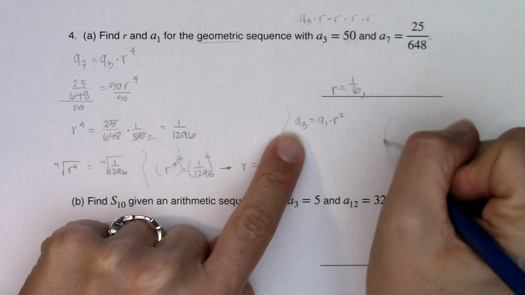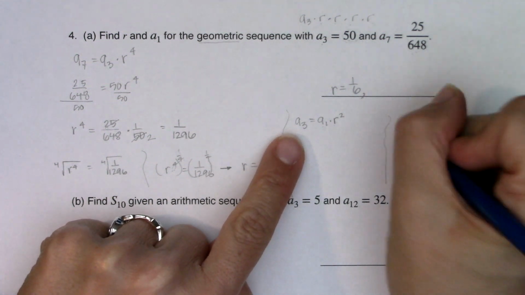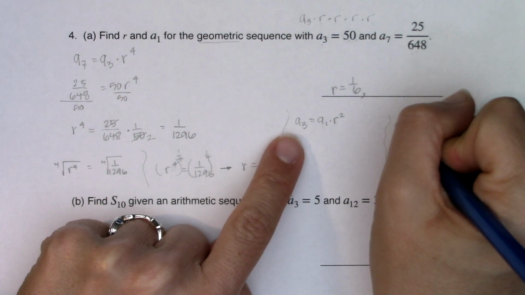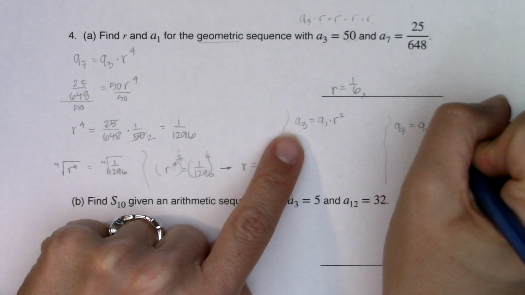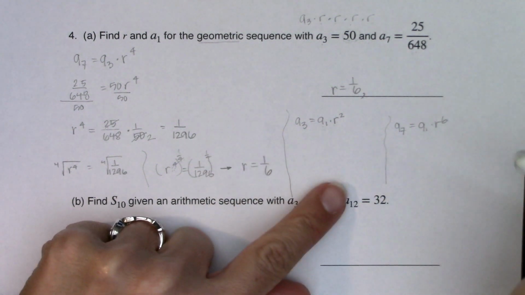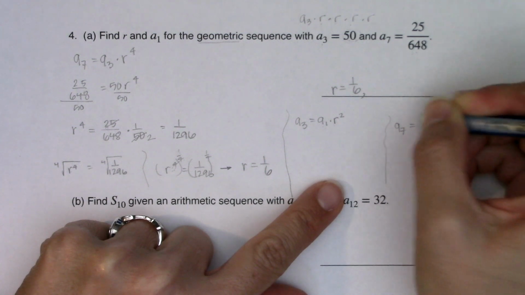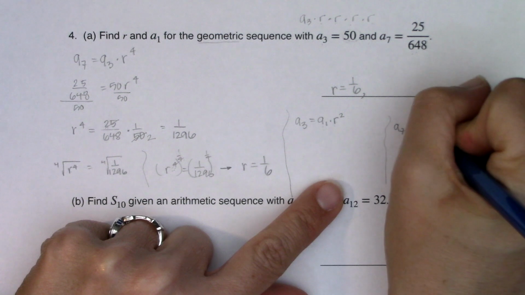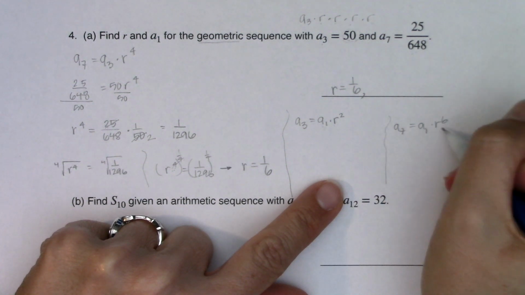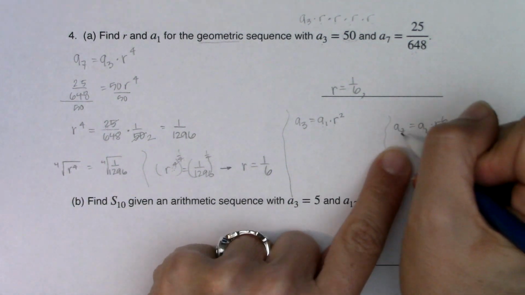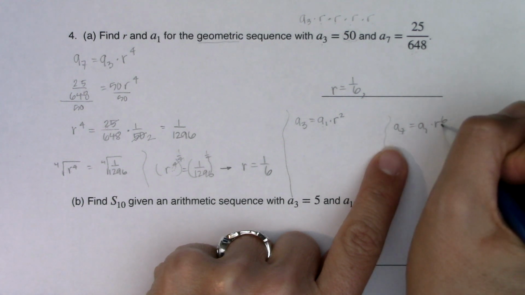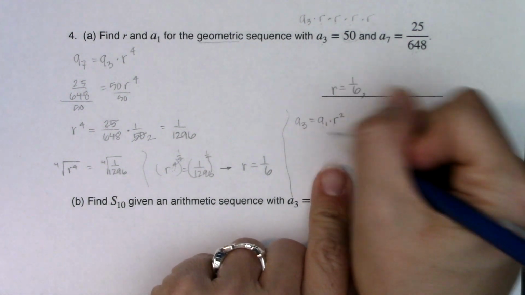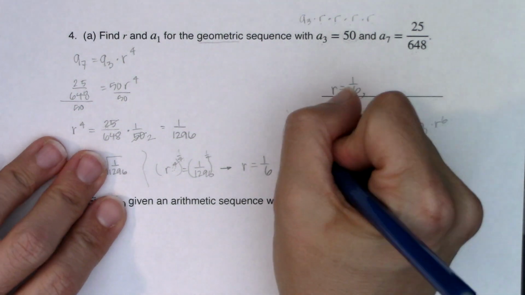If you wanted to do it the other way, and I'm personally not going to do it this way, you also could say a sub 7 was a sub 1 times r to the 6th. That almost looks like a 9. Hold on, let me change my a's. They're starting to look like 9s. So a sub 7 equals a sub 1 times r to the 6th. And you could plug in 25 out of 648 here, 1/6 here. Again, I'm just going to opt to use this because the numbers are a little nicer.